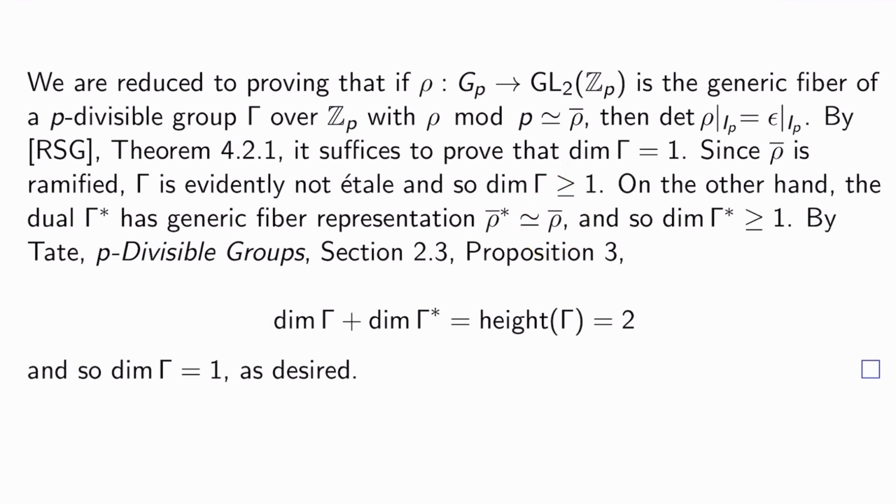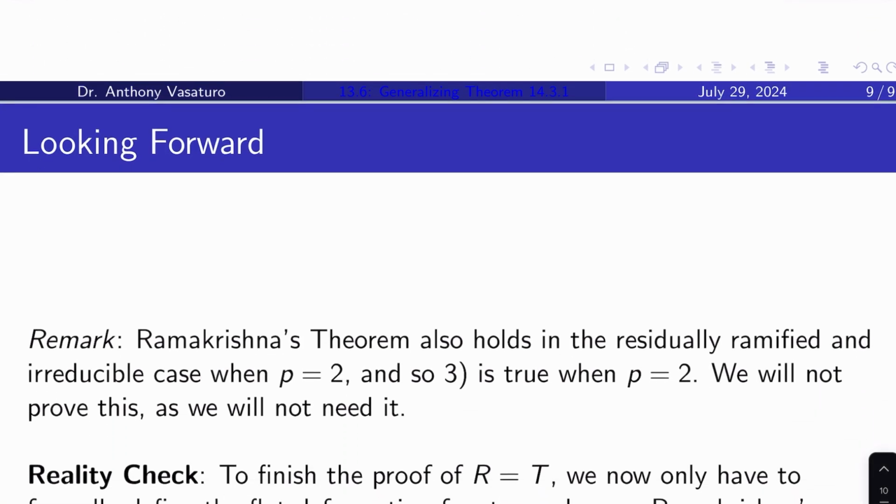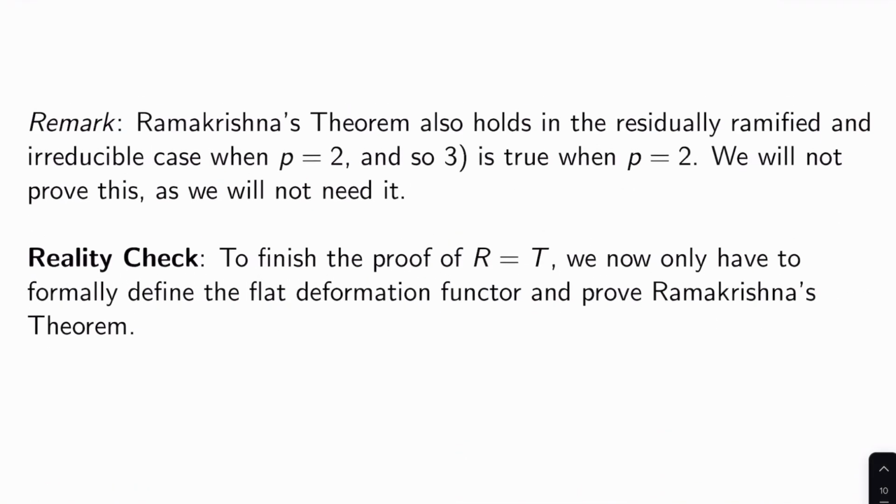Well, that means by the argument we just got done doing up here, dim of gamma star is at least 1. But if you look at Tate's P divisible groups, section 2.3, proposition 3, you see that dim gamma plus dim gamma star has to be the height of gamma, which is 2. Okay, but we know both of these are at least 1, and their sum is 2, so each one of them is 1. So dim gamma is 1, which is exactly what we're trying to prove. Okay, so that proves, minus quite a few technical details, I suppose, the full theorem, which generalizes theorem 14.3.1.